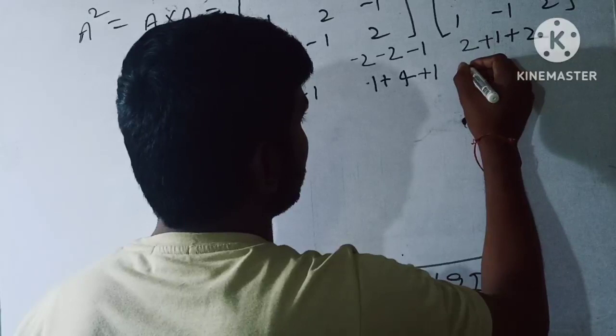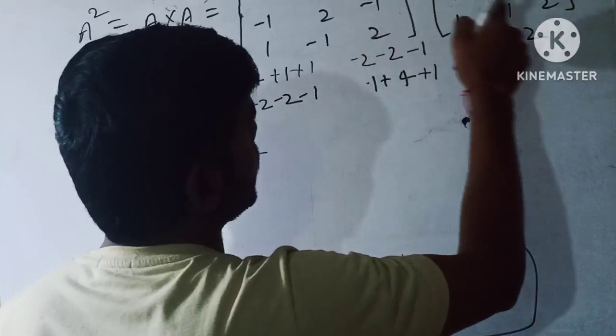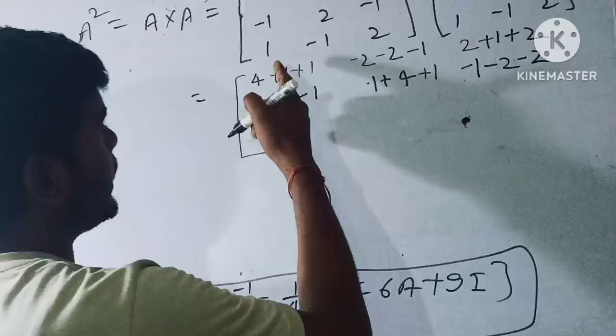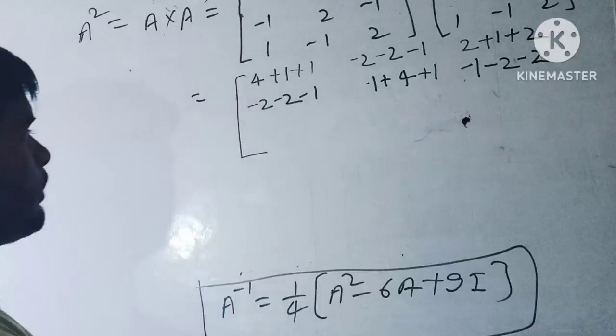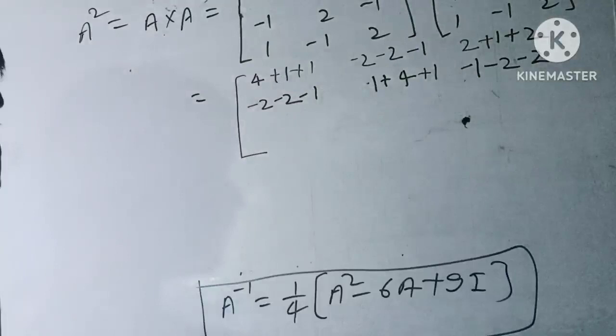-1, +1, -1, 2 into -1, -2, -1, +2, -2, right? So, we will take this row and this column, right? For the third row of this A square matrix, right?